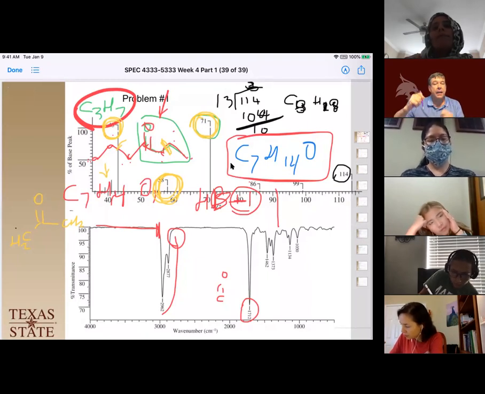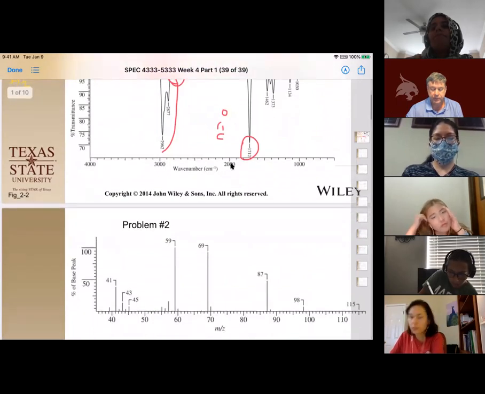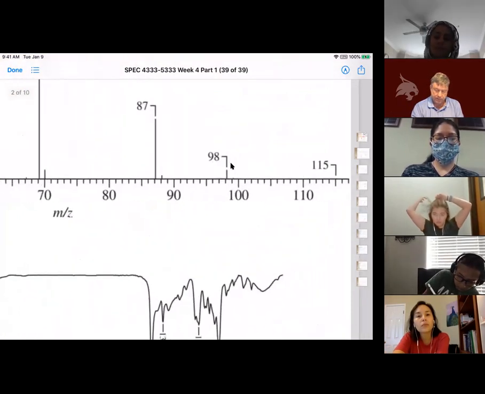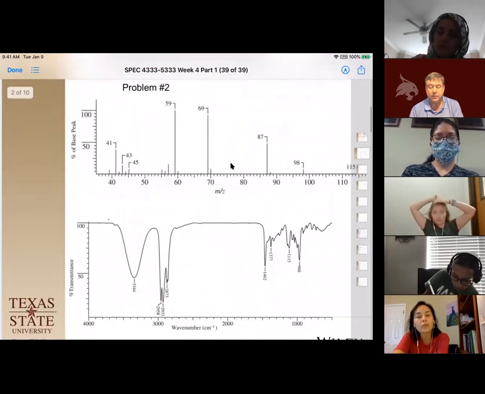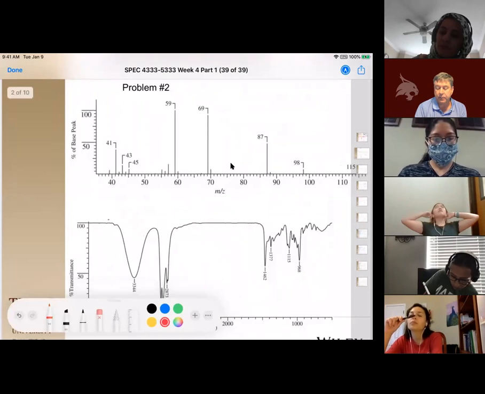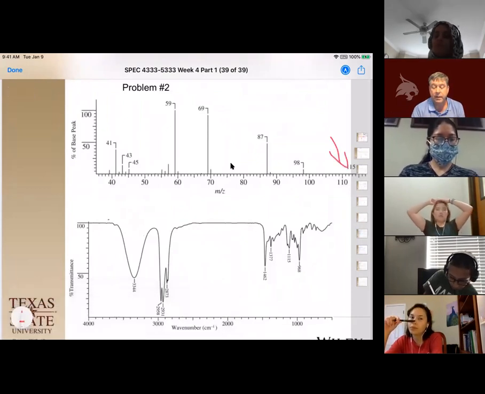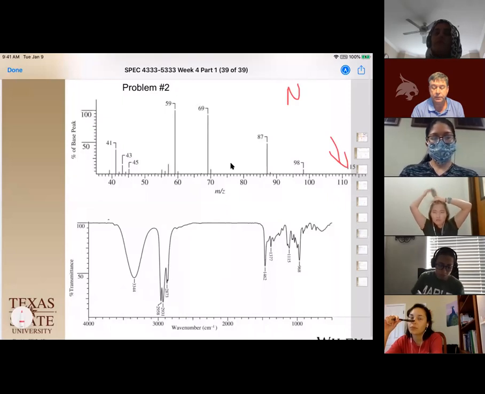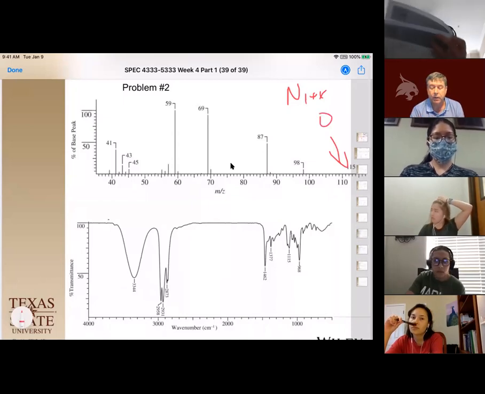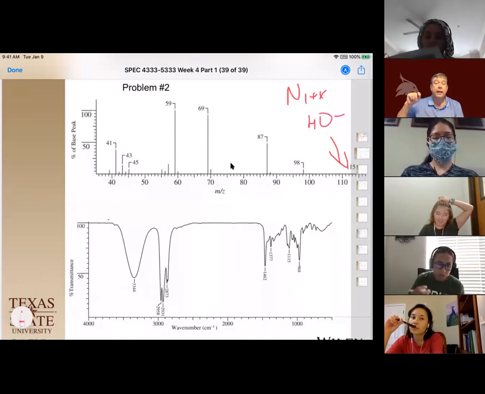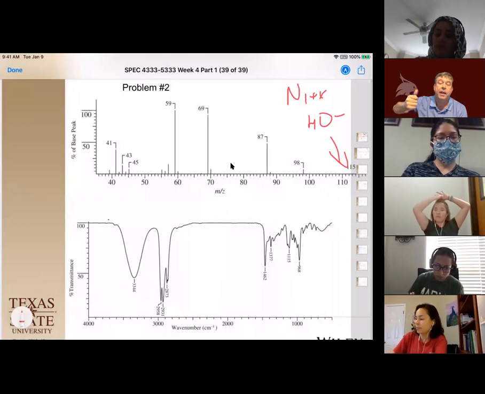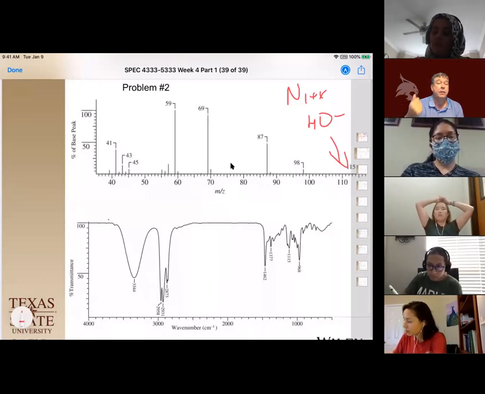All right, welcome. We're now on problem number 2, right here. We have a fragment at 115, so that's interesting. Having that fragment at 115 gives us 2 possibilities. We either have an odd number of nitrogens, or we have an alcohol. Remember, alcohols, when they ionize, will lose the hydrogen, and therefore alcohols can give us an odd number as well.